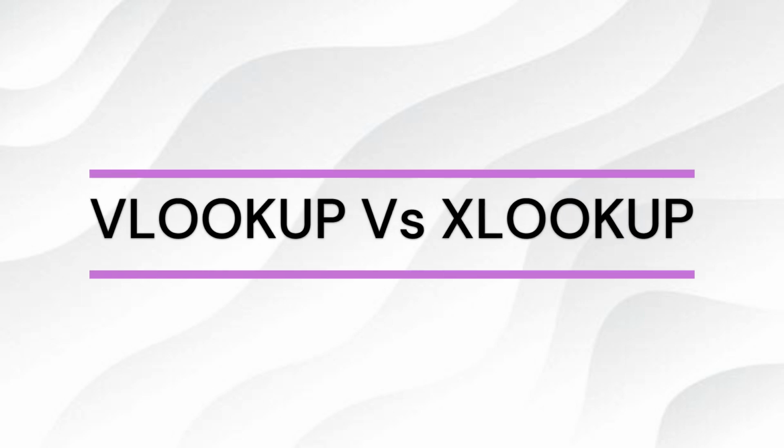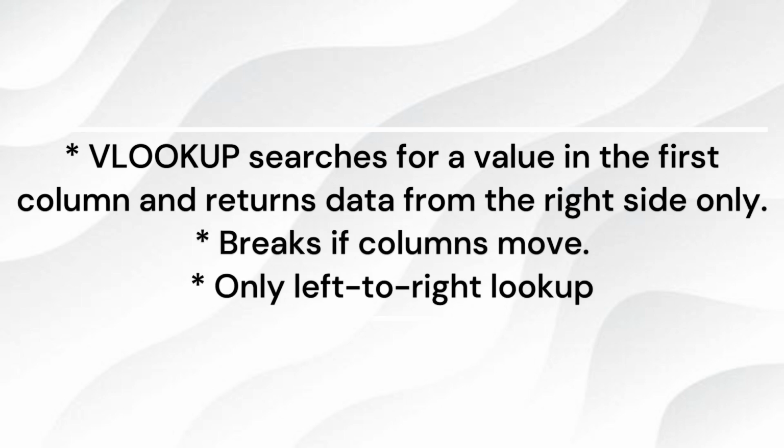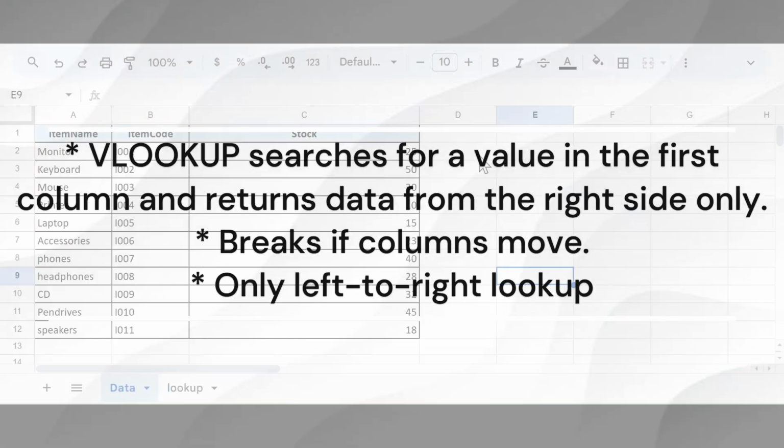In this data analytics series, we are going to learn about the difference between VLOOKUP and XLOOKUP. VLOOKUP searches for a value in the first column and returns data from another column. It works well, but it does come with a few limitations. VLOOKUP can look only from left to right.